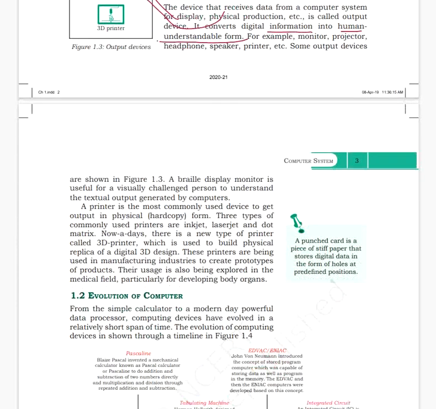So here are some examples: the monitor, projector, headphone, speaker, printer, and some output devices shown in the figure. A Braille display monitor is useful for a visually challenged person to understand the textual output generated by the computer. A printer is the most commonly used device to get the output in physical, that is hard copy form. Three types of commonly used printers are inkjet, laser, and dot matrix.